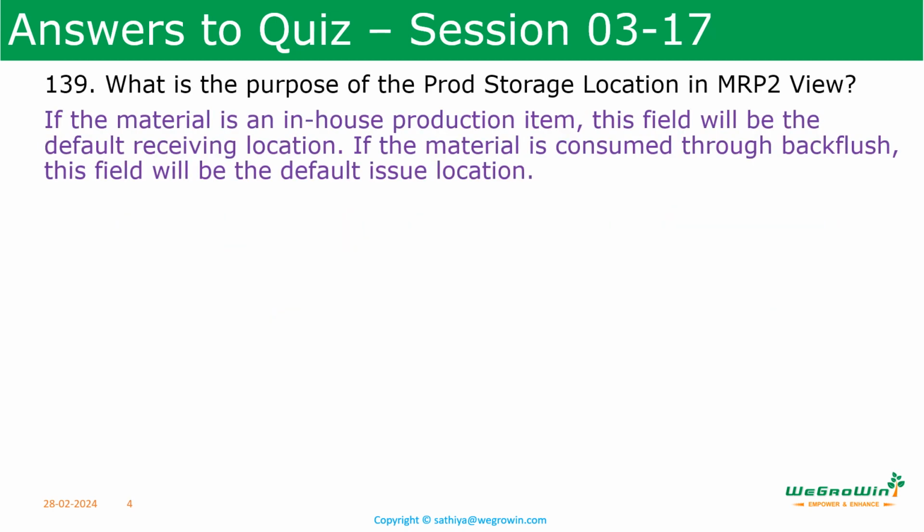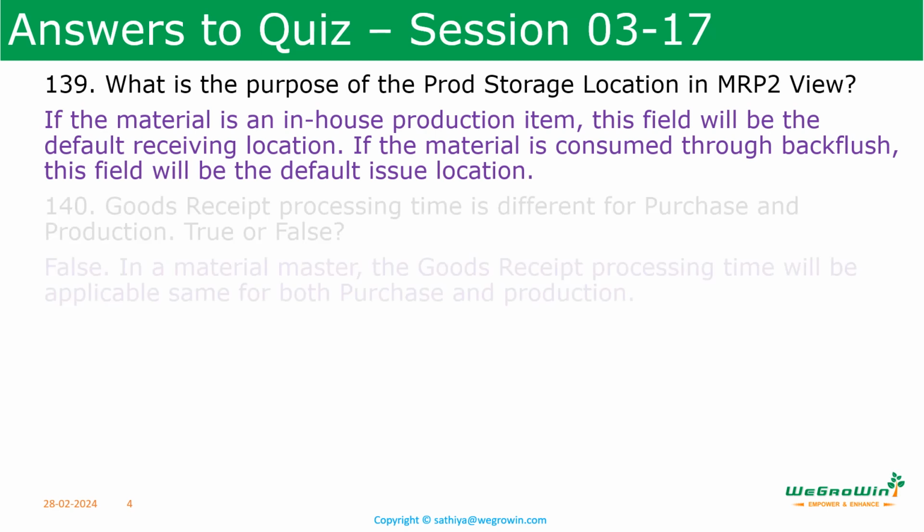What is the purpose of the production storage location field in the MRP2 view? If the material is defined as an in-house production item, this field will be the default receiving location for that item from production. If the material is consumed through backflush, this field will be used as the default issue storage location. That is, from there the material will be issued by default.